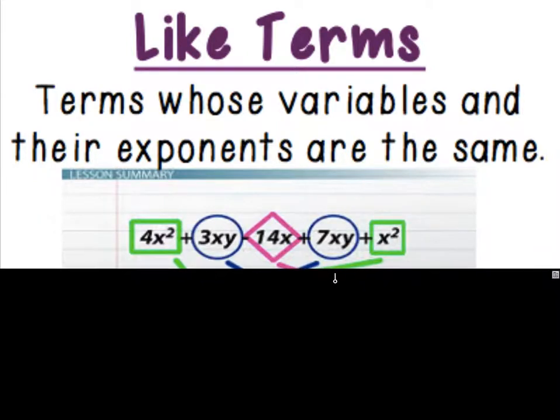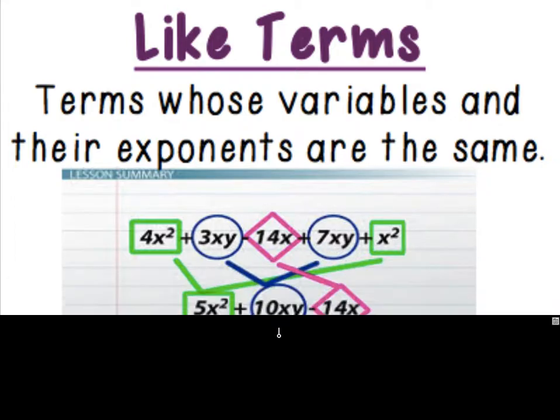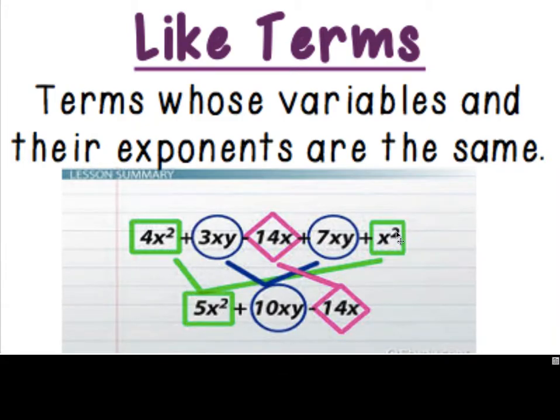So if we look at this example, you have these different variables, okay? You notice that you have x and you have x squared and you have xy. So here, even though this x squared has the coefficient of 4 and this x squared seemingly has no coefficient, it actually would have a coefficient of 1, they are like terms because they both have x squared. Right here, this has the coefficient 3 has the variables xy, and so does 7 has the variables xy, so they are considered to be like terms.